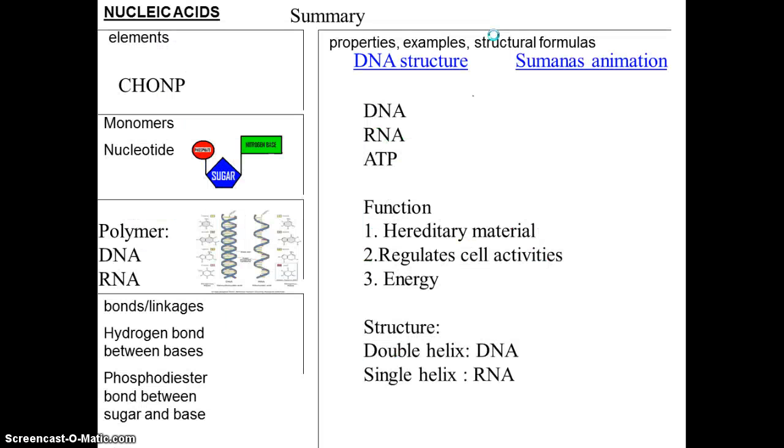So, summarizing nucleic acids, key elements of DNA are carbon, hydrogen, oxygen, nitrogen, and phosphate. Its monomer, remember, is a nucleotide, which has a phosphate group, a sugar, and a nitrogen base. Its polymer of nucleic acids is called DNA or RNA. And key bonds to know: the hydrogen bonds are between the bases, and the phosphodiester bond is between the sugar and the phosphate. And the key function is, of course, DNA is the hereditary material that regulates cell activities, and as an example, ATP is used for energy.